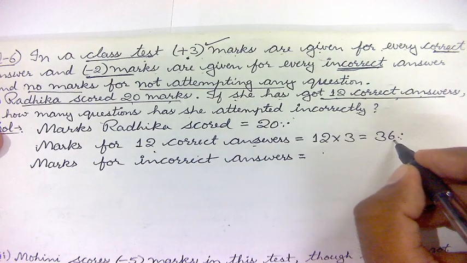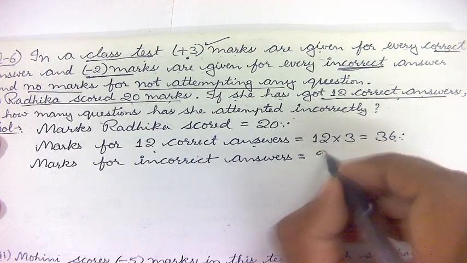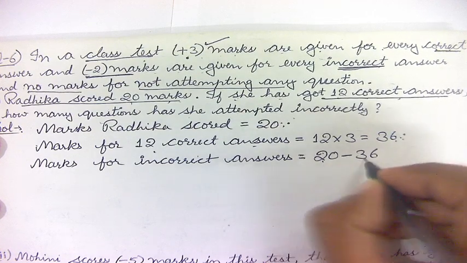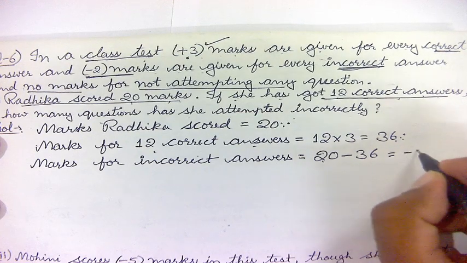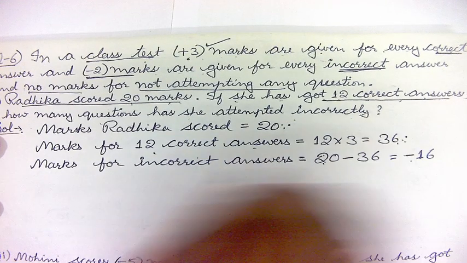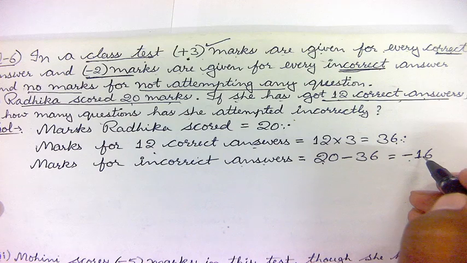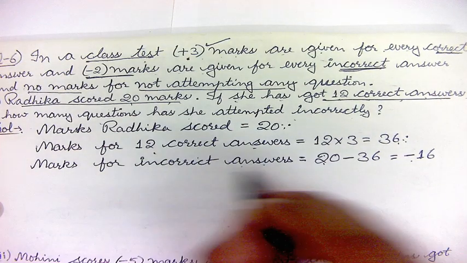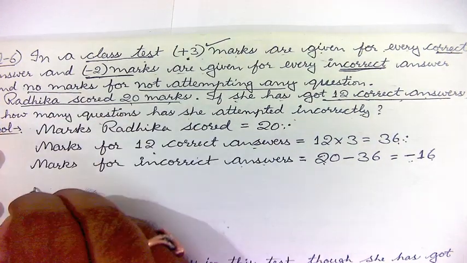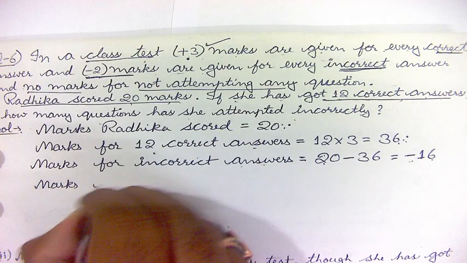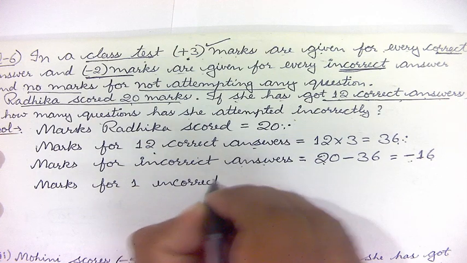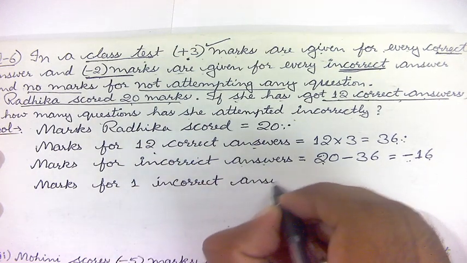We will subtract 36 from total. This is total 20. So 20 minus 36, it means she is getting -16. Now why is it minus? Because for incorrect answers the negative marks are given. Now for all the incorrect answers she gets -16, and for one incorrect answer, marks for one incorrect answer.